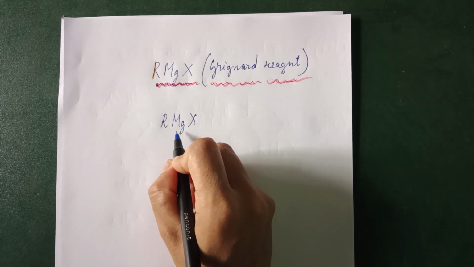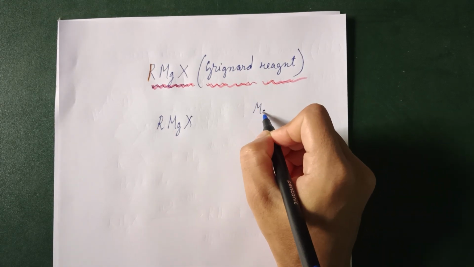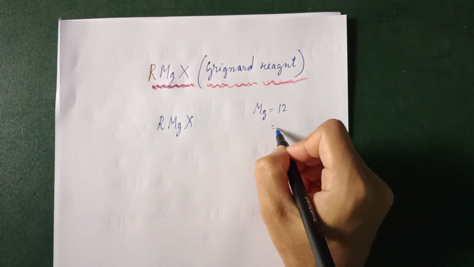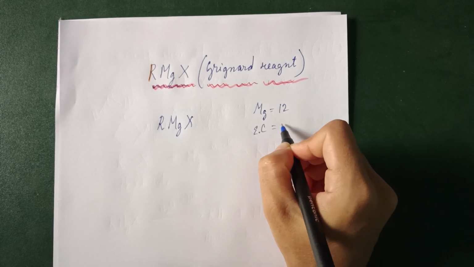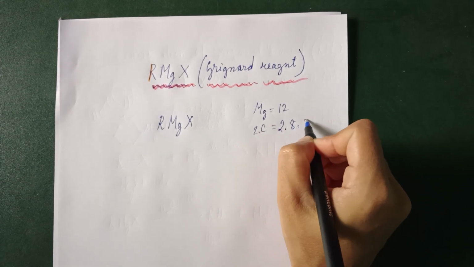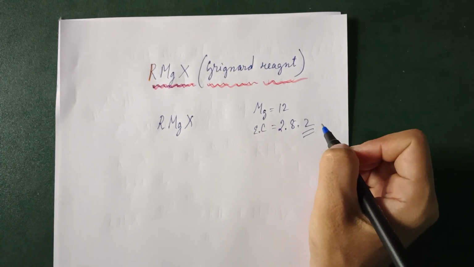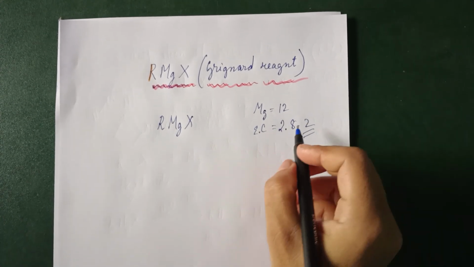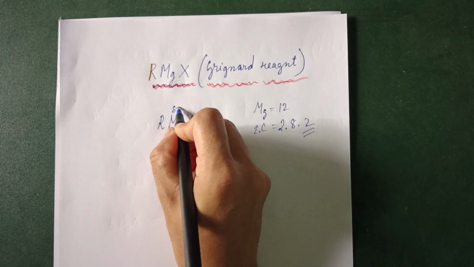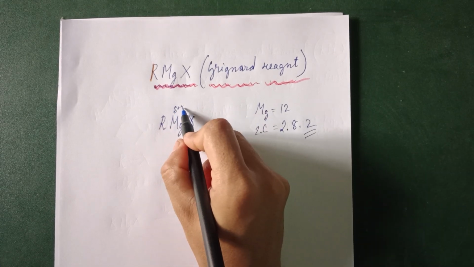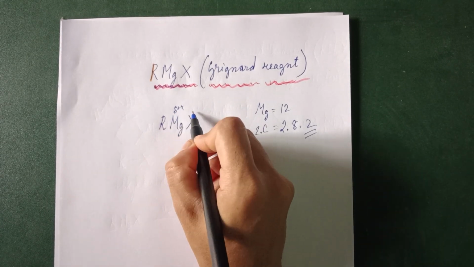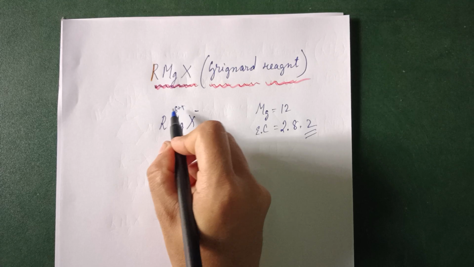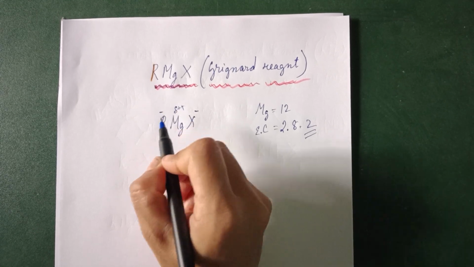Magnesium is a metal, and a metal is always electropositive in nature. Magnesium's atomic number is 12. Its electronic configuration is 2, 8, 2. That means its valency is plus 2. Plus 2 means delta plus plus. So of this 2 plus, one plus will be neutralized by the halide, the minus, and the other plus will be neutralized by your R group.